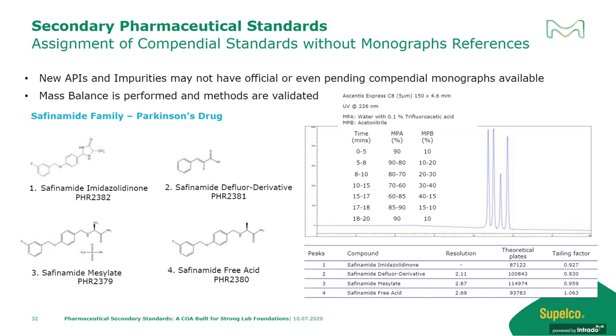In the case of safinamide mesylate, there was no compendial standard available. The only value on the certificate of analysis is just the certified mass balance, as there's not a compendial primary standard available for that traceable assay comparison.